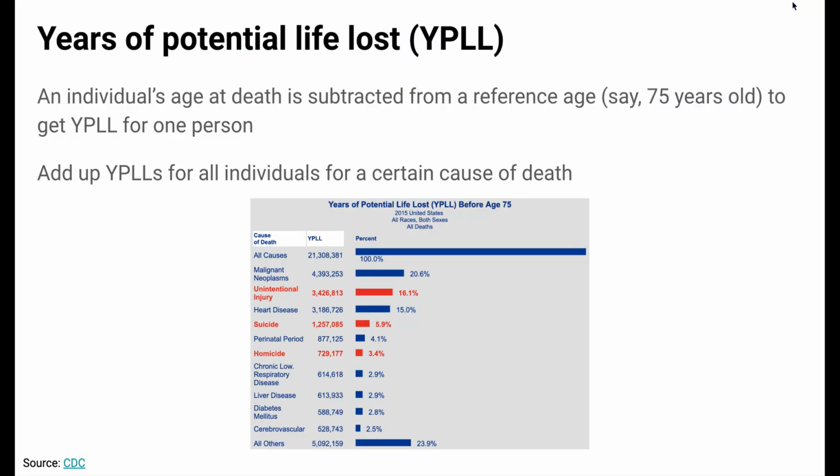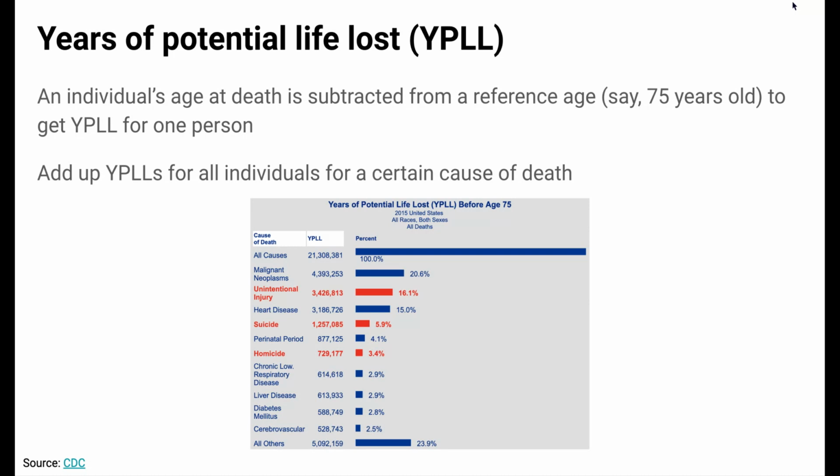We'll end the video with a brief discussion of two other measures related to life expectancy. The first is years of potential life lost, or YPLL. Years of potential life lost tries to capture how prematurely death tends to occur for a disease. YPLL is calculated for a population and has units of person years. And the procedure is as follows.